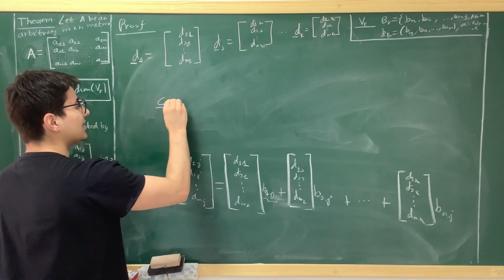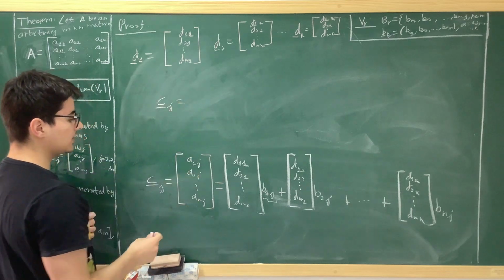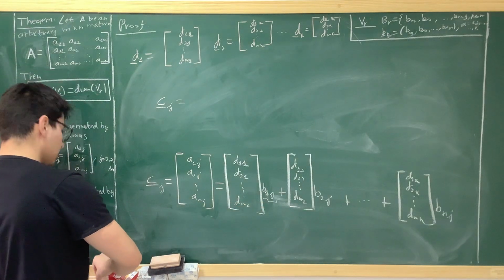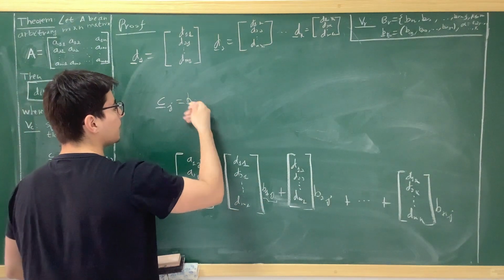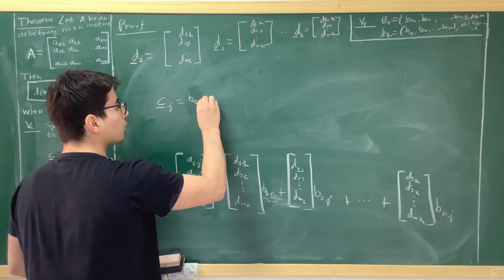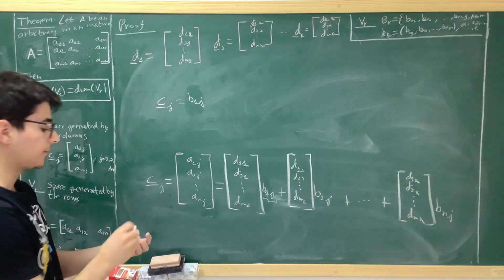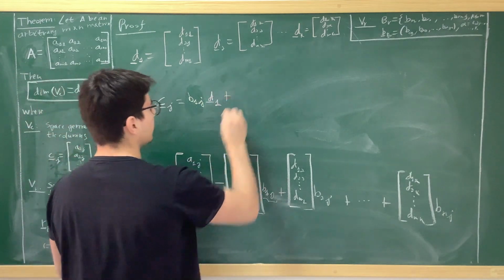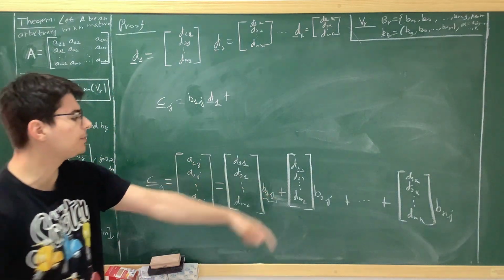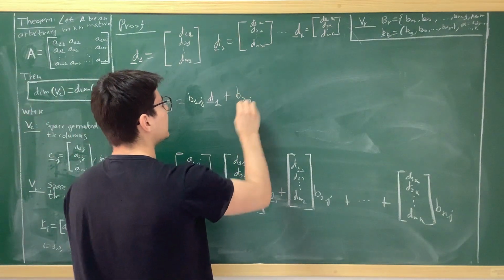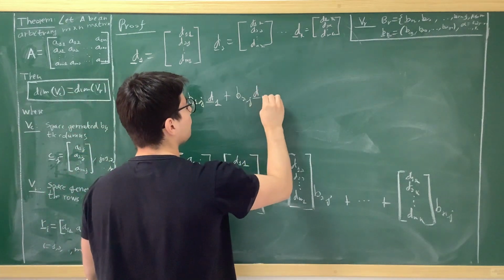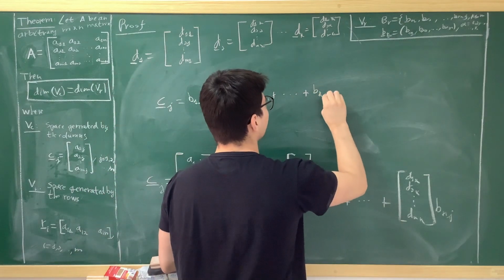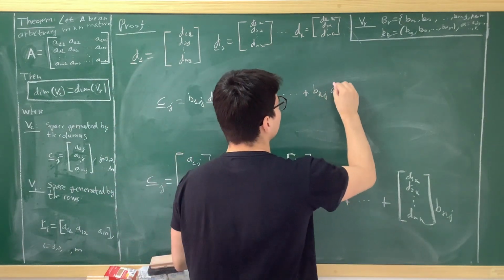We can write Cj as some coefficient, some constant b1j, times our first vector D1. Likewise, we add the second term, which is just b2j times our second vector, which is just D2, and so on, and lastly we have bkj times our last vector Dk.